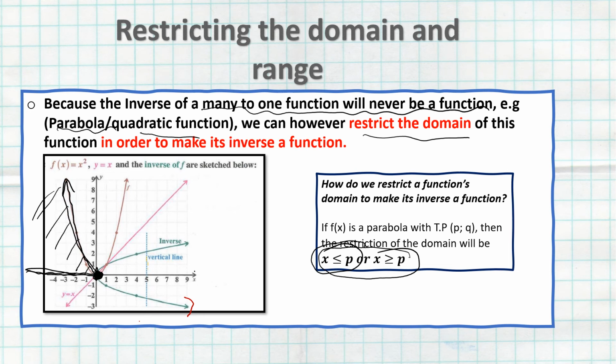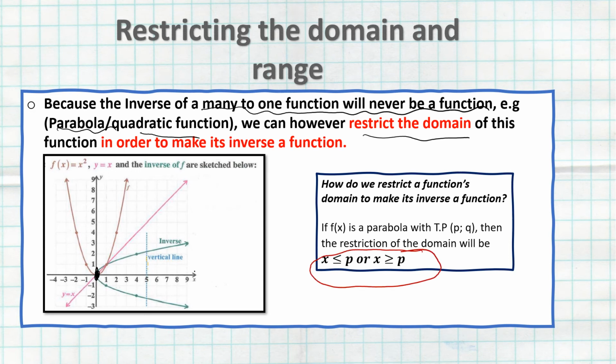When you sketch its inverse, you're gonna get this part, and you notice that when you apply the vertical line on that one, it will only cut once, meaning you have ensured that its inverse is a function. So that's basically how we can restrict the domain of the original graph so that its inverse is a function. Very, very important information. Here it is.